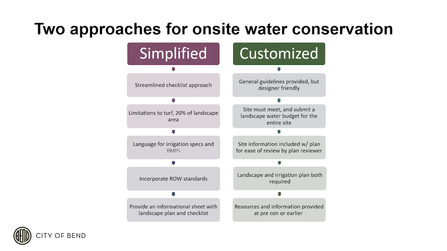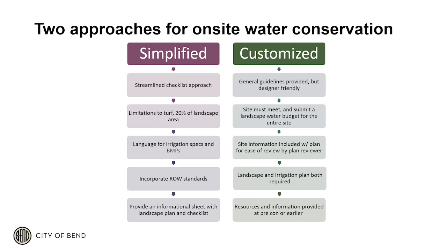The customized approach is going to be general guidelines. So we're going to have specific things that we call out, like the application rates of sprinklers, that sort of thing. The site plan must meet a water budget. And there's a lot that goes into that. We'll talk about that in the next meeting. We could probably spend a couple meetings on that.